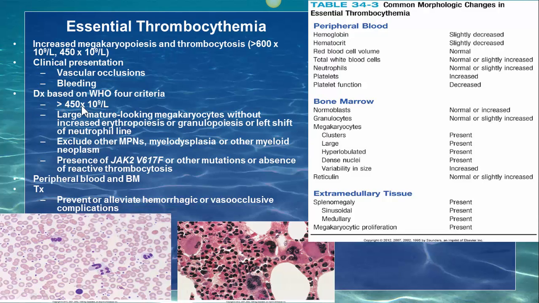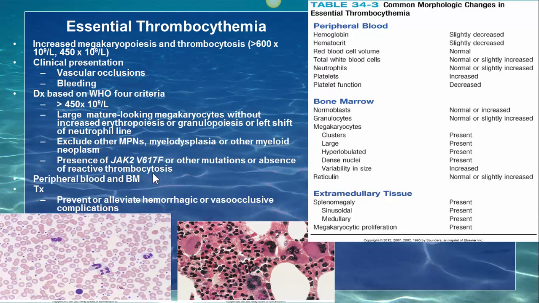Second, bone marrow has large mature megakaryocytes without increased erythropoiesis or granulopoiesis or left shift of the neutrophil line. Third, the conditions cannot meet the criteria for other MPNs, myelodysplasia, or other myeloid neoplasm. Fourth, patients must have JAK2 V617F or other mutations, or absence of reactive thrombocytosis.